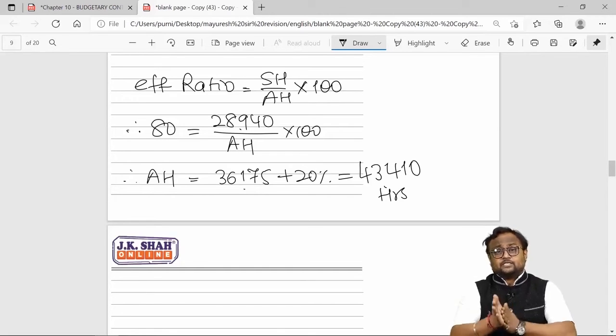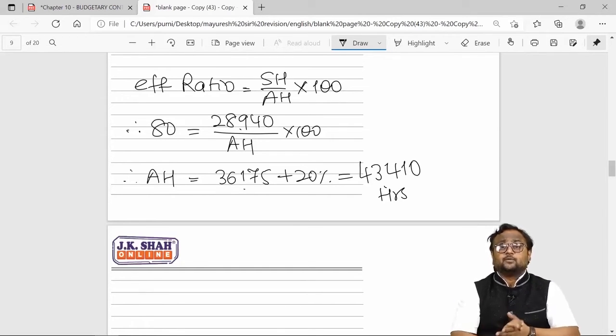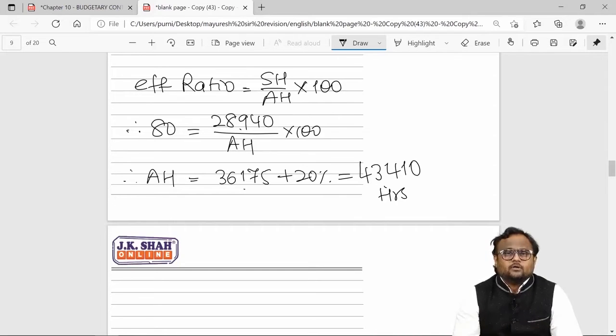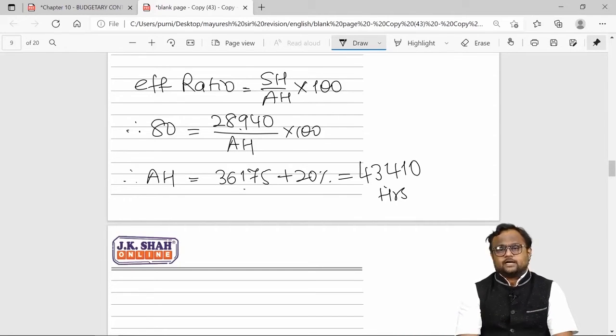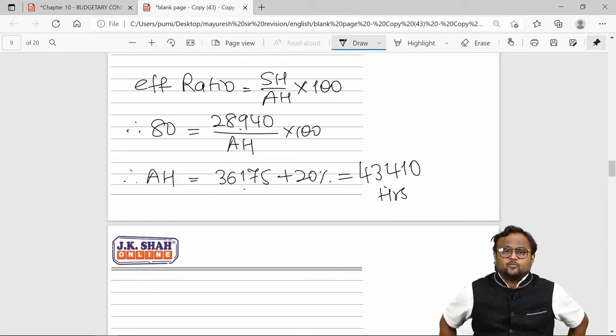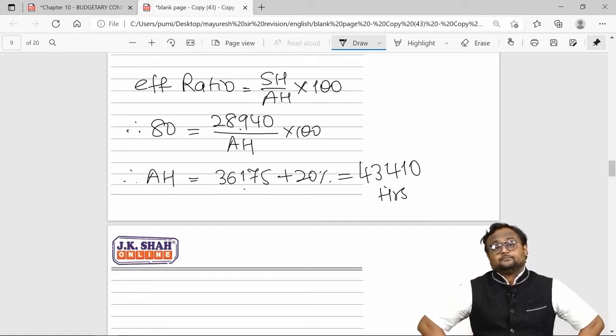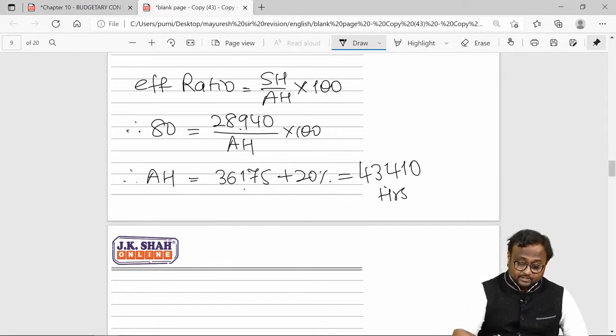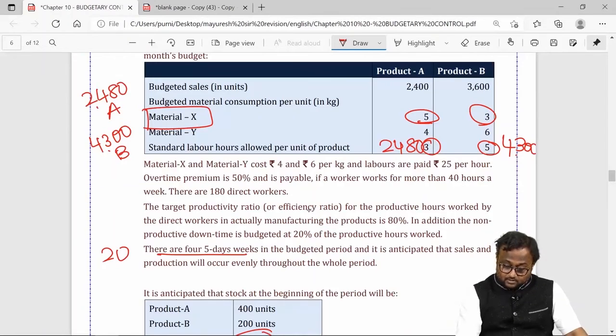Efficiency ratio is 80%. That means definitely the team is inefficient and must be taking more time than what is prescribed. So naturally standard hours must be lesser than actual hours. This is what we are supposed to do. Whenever hours are considered as a base, formula is standard hours upon actual hours into 100. Whenever you consider output as a base, then it is actual output upon standard output into 100. It is hours. Okay, so actual hours are 36,175. Question only says that there is a 20% downtime. 20% extra time will be given on productive hours worked.